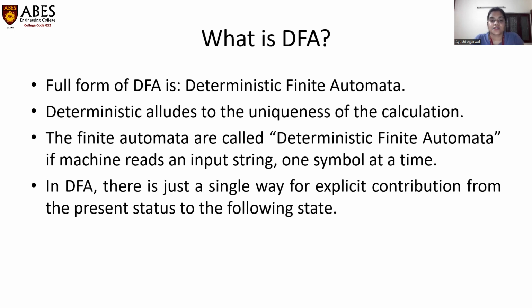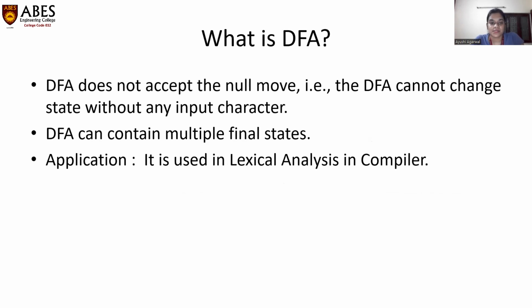In a DFA, there is just a single way to move from the present state to the following state. That means it will follow a single pathway by reading one symbol at a time from the given input. A DFA will never accept a null transition or null move. So if a symbol is not read by the DFA machine, it will not show any transition from one state to another state. A DFA may contain multiple final states. So there can be more than one final state for a given DFA.